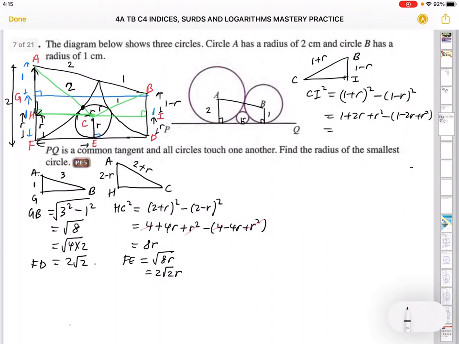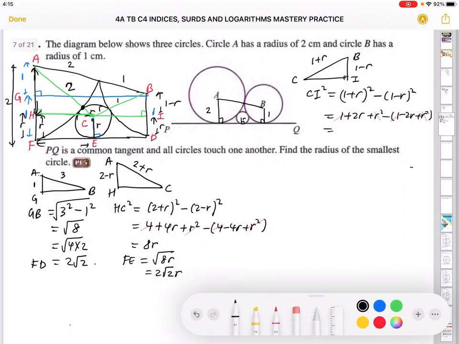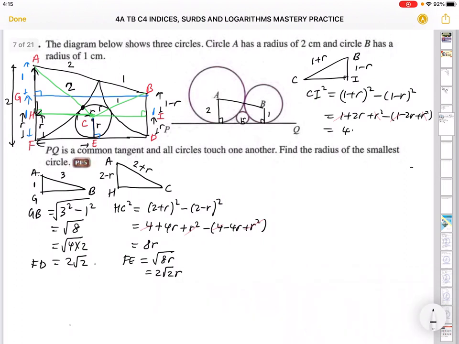Cancel 1 and 1 from here. When you expand, 1 minus 1, R squared minus R squared. And 2 minus minus 2 is going to be 2 plus 2, which is 4R. Now remember, CI is actually the same length as your ED. So your ED is the square root of 4R, which is 2 root R.